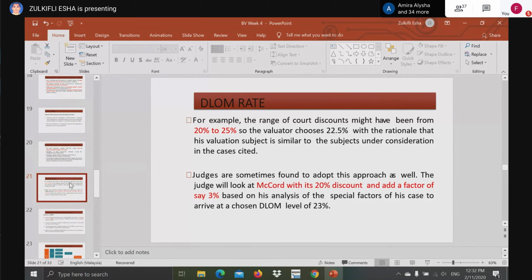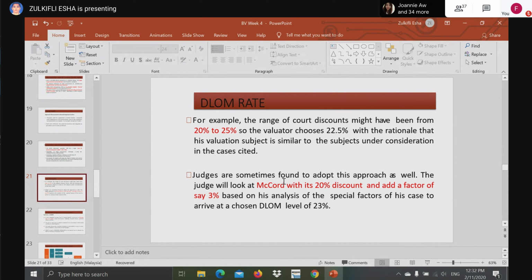case or the best basis to be referred to is the court cases. But in the case that there is no court cases to be referred to, you may want to use other methods or approaches in deciding what rate to be used as a discount rate for the law and the law. We need to look at the cases.